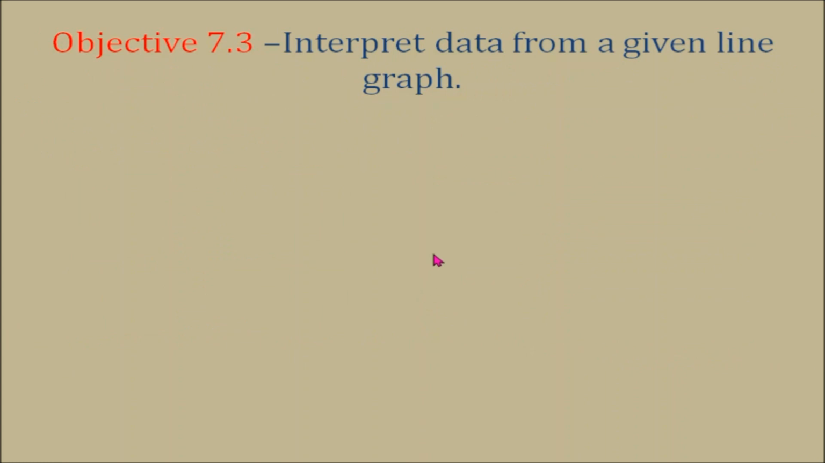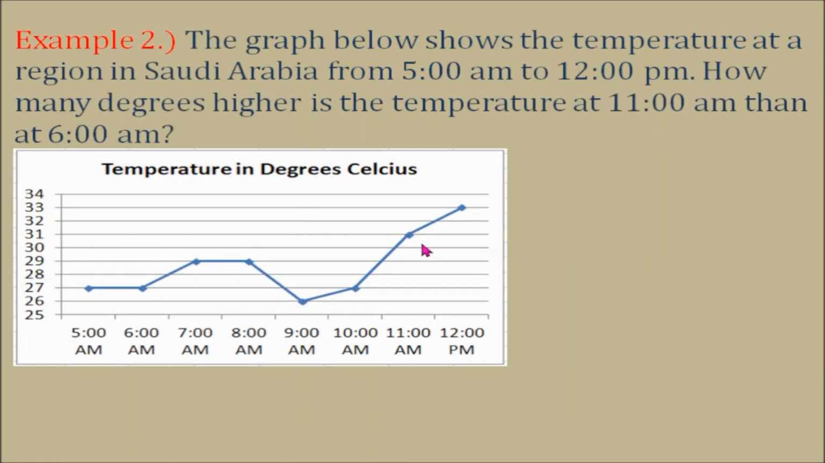Objective number 3. Interpret data from a given line graph. So example number 2. The graph below shows the temperature at a region in Saudi Arabia from 5 a.m. to 12 p.m. How many degrees higher is the temperature at 11 a.m. than at 6 a.m.? So at 11 a.m. this is the temperature, it's 31 degrees Celsius.